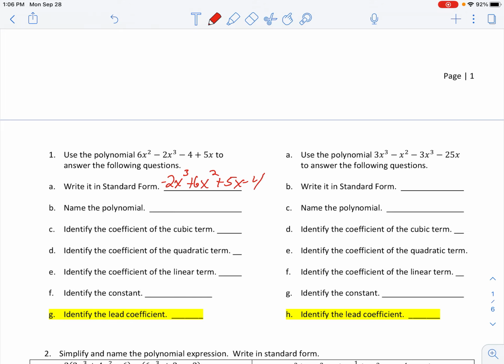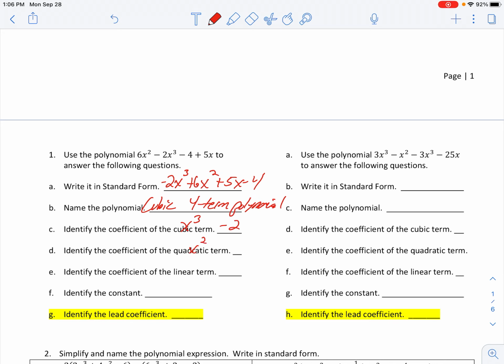And then we name this as the largest exponent, the common degree, we call it. So this is a cubic because of x to the third. There turn out to be 4 terms. So we call this a cubic 4-term polynomial. Coefficient is the number in front of each one. So cubic is x to the third. The coefficient is -2. Always do it off the standard form.